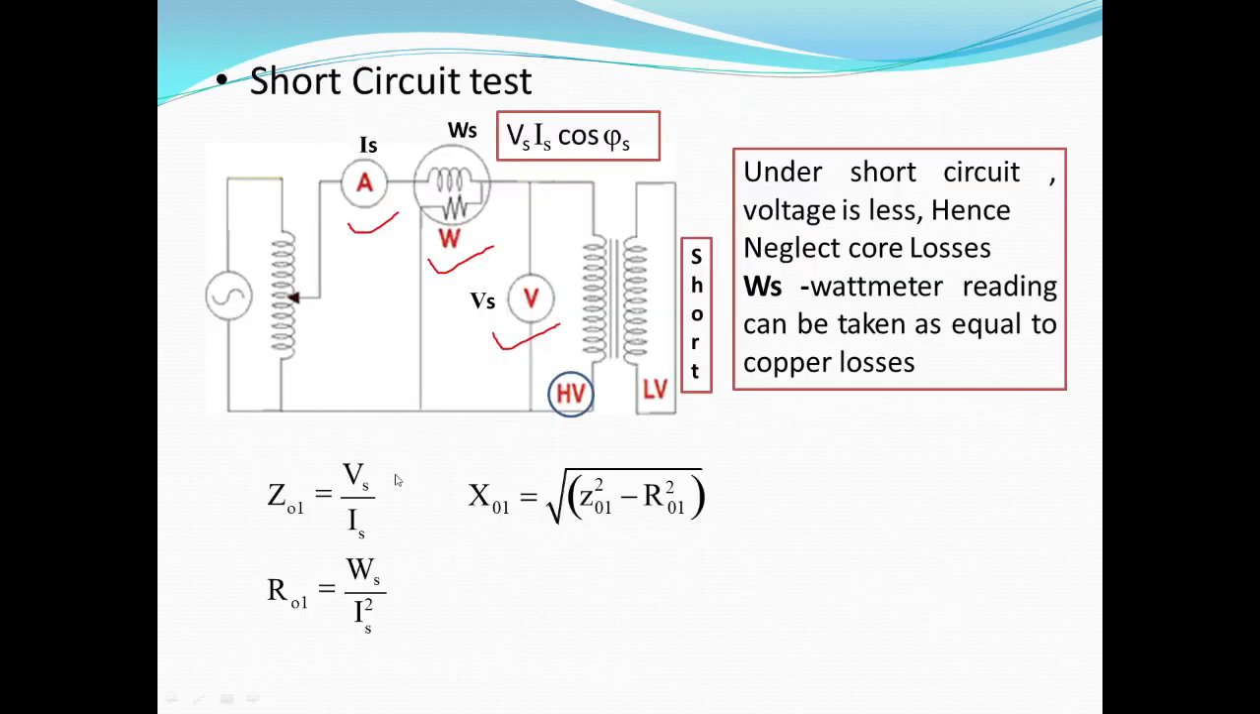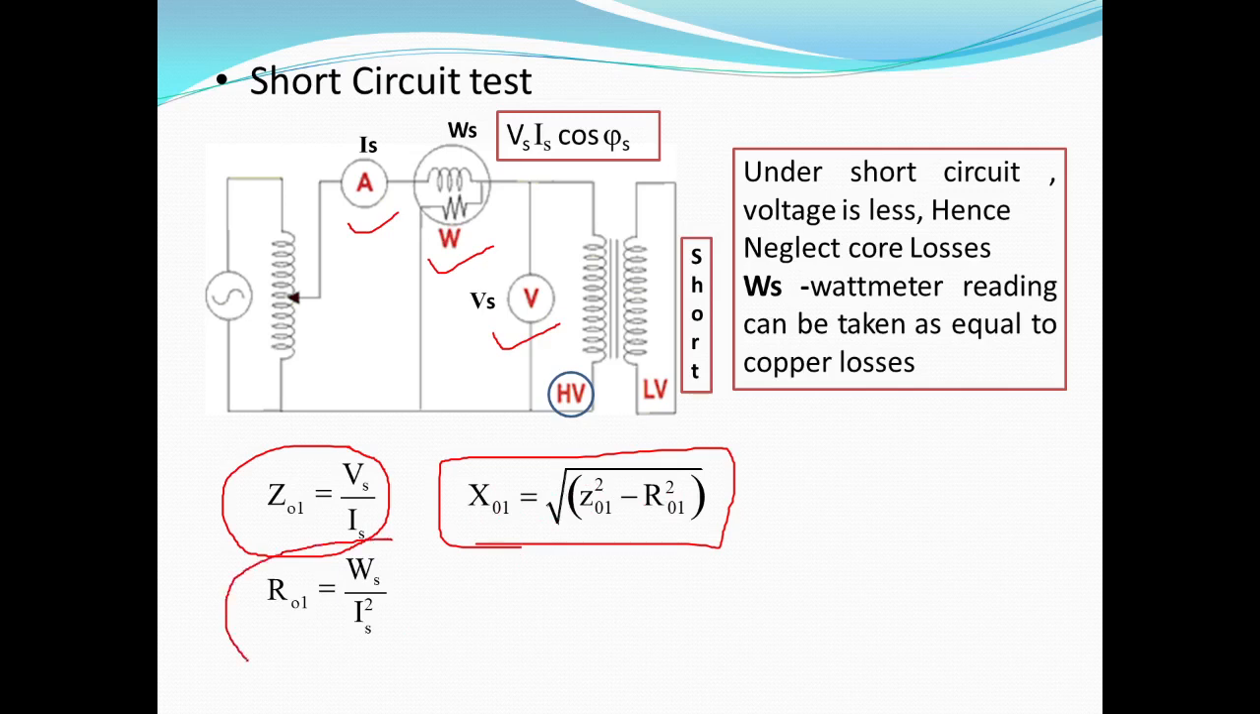These are the parameters we can determine directly with the help of formulas. The impedance of the transformer referred to the primary is Z01 equals Vs upon Is. The reactance is X01, equal to the square root of Z01 square minus R01 square. R01 is equal to the wattmeter reading upon the current squared. Ws gives the wattmeter reading, that is Vs into Is into cos phi. The suffix S indicates the short circuit test, and Is is the short circuit current.